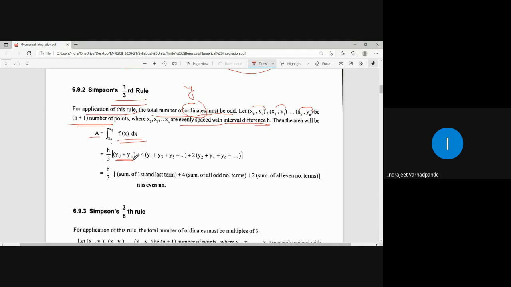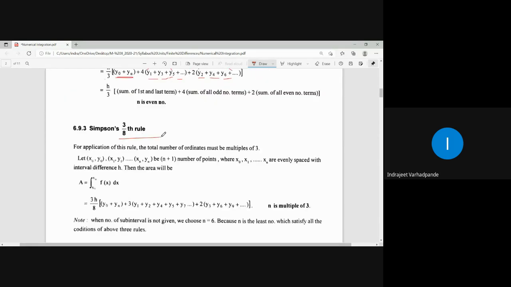Add the extremes, the first and last terms, 4 multiplied by all odd terms, 2 multiplied by all even terms. Even terms means y2, y4, y6 and so on. Odd terms will be y1, y3, y5, y7, etc. So this is how we implement or apply Simpson's 1/3 rule. You first need to write down all the observations, which we call ordinates, the corresponding values y0, y1, y2 for x0, x1, x2. How do we find that? By the common interval of differencing, then apply the formula.